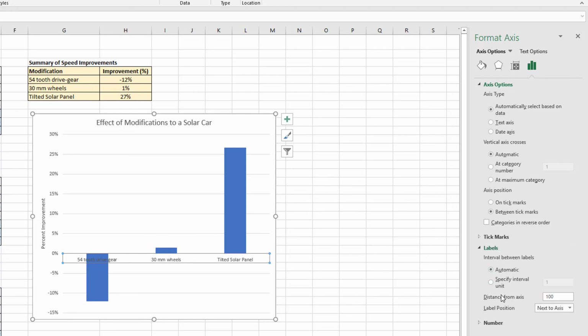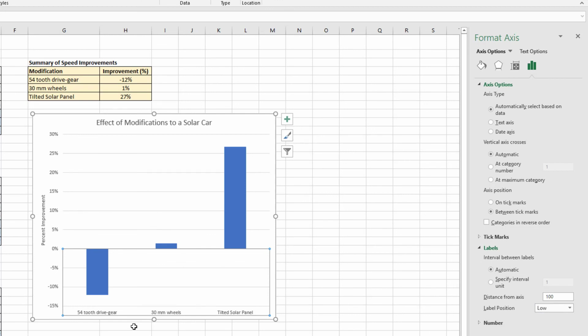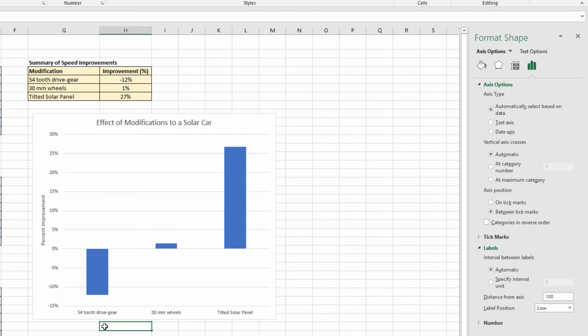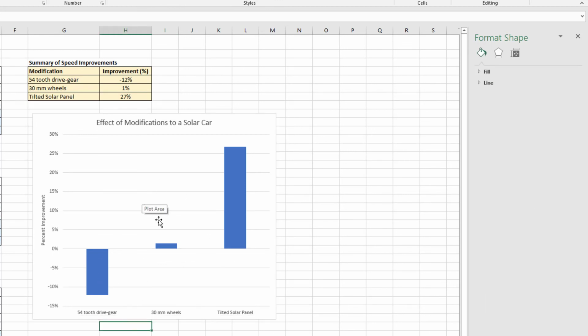Okay, and my labels, I want my label position. At the moment it's next to my axis, so they're all sitting just under 0%, but I'd rather have them down the bottom here. So I'm going to click down here and I'm going to put the label position to be low. Okay, so it's down the bottom. And that's a pretty good graph. I think that's pretty much done.